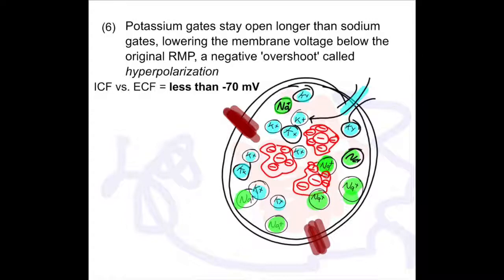Step 6. Because potassium gates stay open longer than sodium gates, the membrane voltage drops lower than the original resting membrane potential, producing a negative overshoot, also called hyperpolarization.